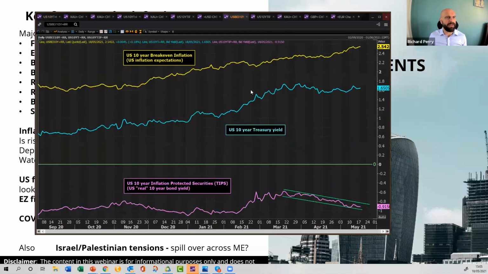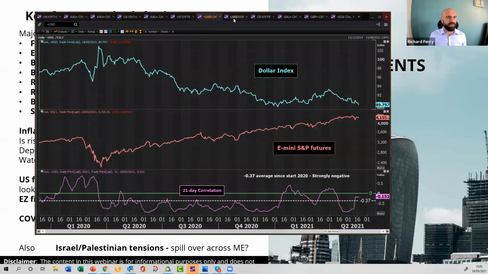Here we can see a measure of inflation. Inflation in the US on a 10-year basis is currently around 2.5%, but the bond yield is only 1.65%. So effectively you've got a negative 0.9, as you can see down the bottom here, on the real yield basis. So in terms of interest rates, they are actually negative by 0.9. That's not positive for the dollar, and when that line moves down, it means that the dollar comes under pressure.